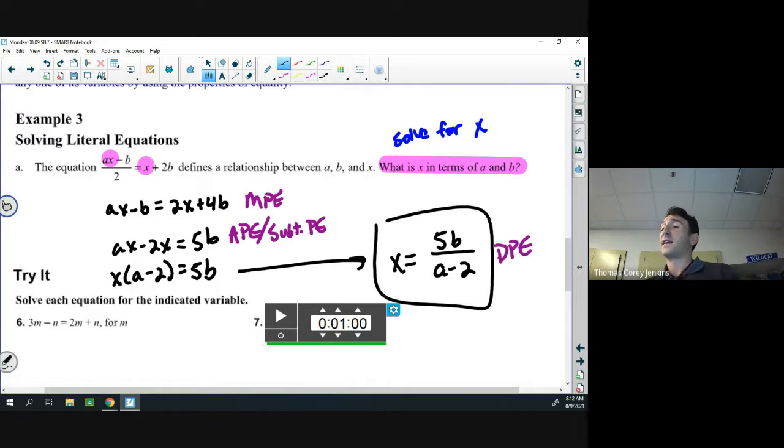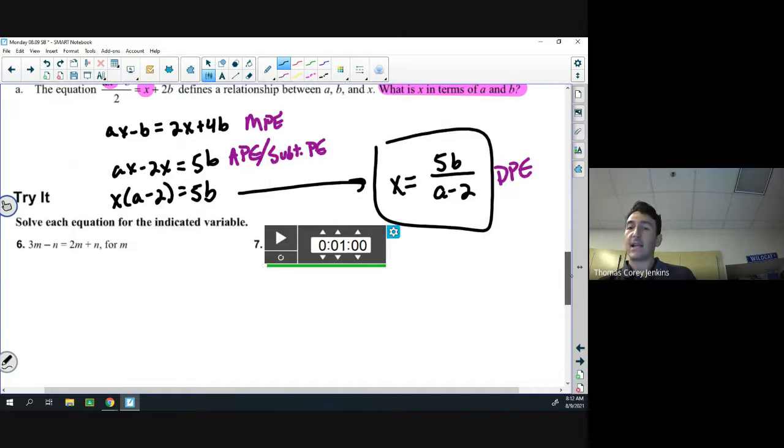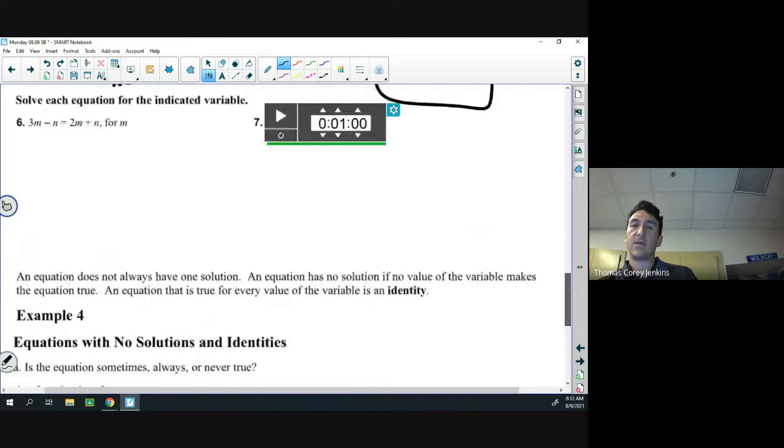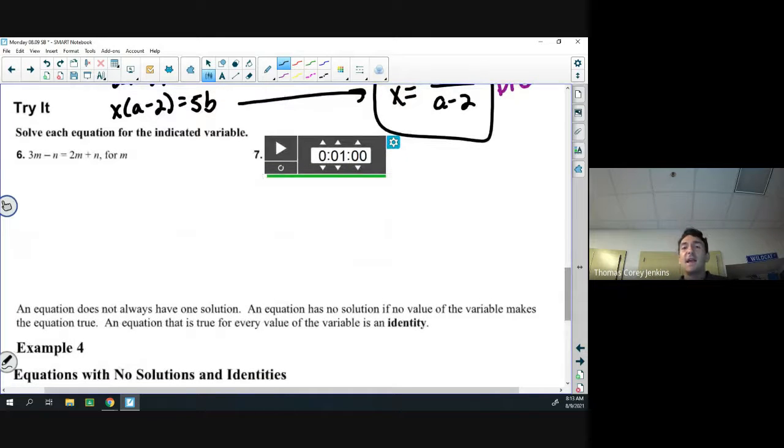Another way you could write that is x equals 5b over a minus 5b over 2. This is just maybe a simpler way to write that. All right. So let's go ahead and do the next one together, and then I'll have you guys try number 7. So we're solving for m here. This one's a lot simpler.